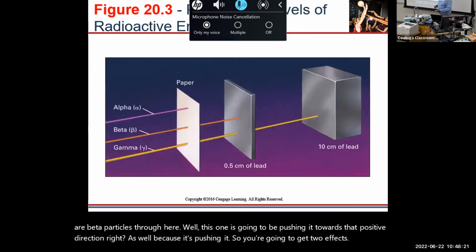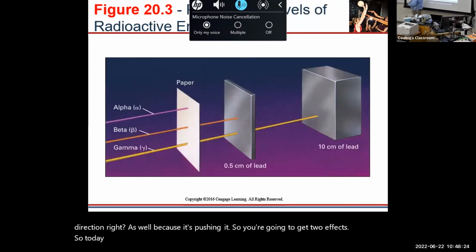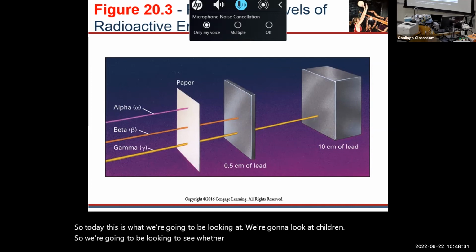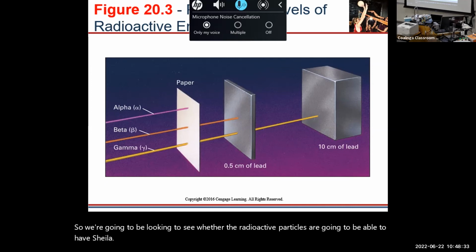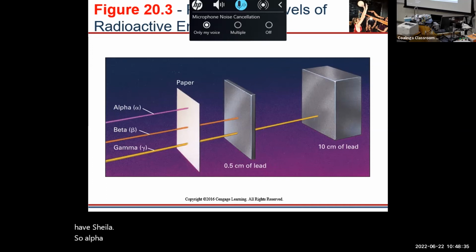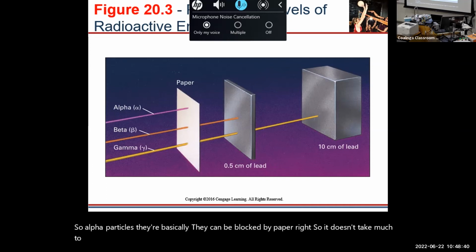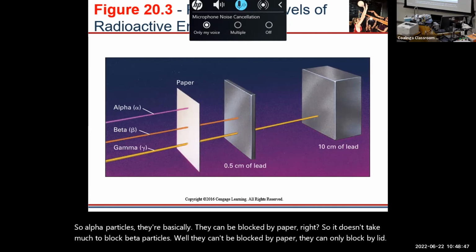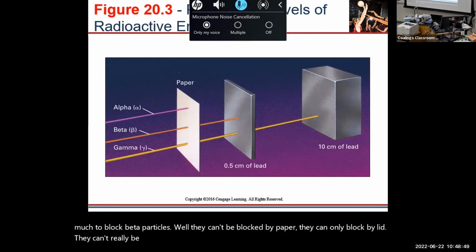Okay. So today, this is what we're going to be looking at. We're going to look at shielding. So we're going to be looking to see whether the radioactive particles are going to be able to shield. So alpha particles, they can be blocked by paper, right? So it doesn't take much to block. Beta particles, well, they can't be blocked by paper. They can only be blocked by lead. Gamma particles, they can't really be blocked by a small piece of lead. You've got to use something that's pretty thick to block those gamma particles.